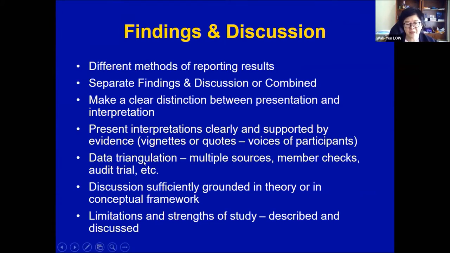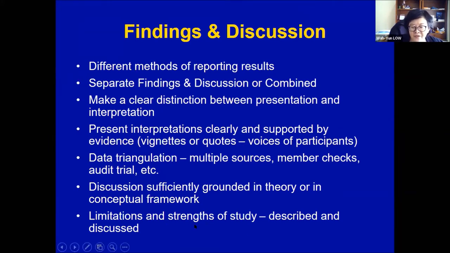You also need to talk about data triangulation. How do you actually triangulate your data? Yeah, is it through multiple sources? Is it through member check, or is it through audit trail? Yeah. Discussion sufficiently grounded in theory. If you have a theory that underpins your research, then you have to bring forth your theory during your discussion.